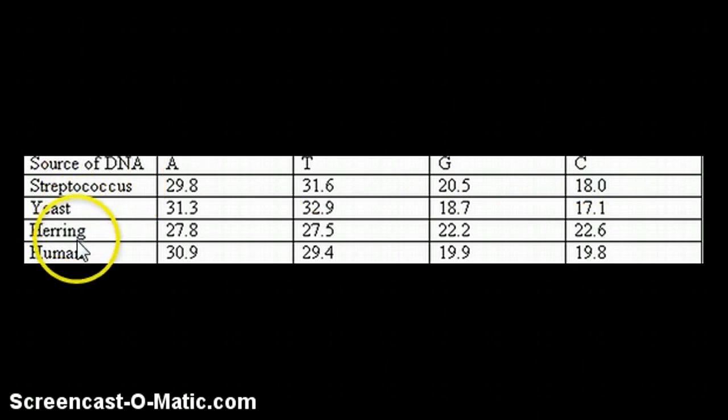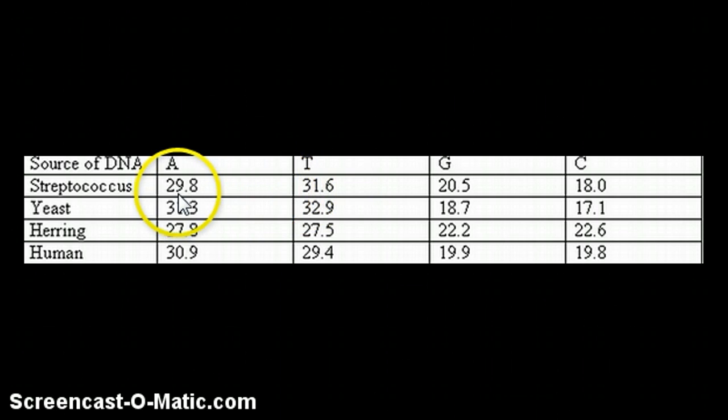And on the left, you have different organisms. So Streptococcus is a bacteria, yeast is a fungus, herring is a type of fish, and then human, which most of us are. So what he found was a pattern in the occurrence of how much adenine you have for how much thymine you have and how much guanine and how much cytosine. And after doing the research, he found that the amounts of adenine and thymine were often very close.